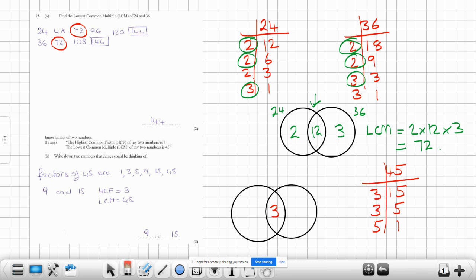We've only got 2 other factors left, so if we want to share those out, we're going to have 1 there and 1 there. So that tells us this circle is going to be 3 times 3, which is 9, and this one is going to be 3 times 5, which is 15. So there are our 2 possible numbers. Their highest common factor is 3, and their lowest common multiple is 45. Hey, I hope that's been helpful.